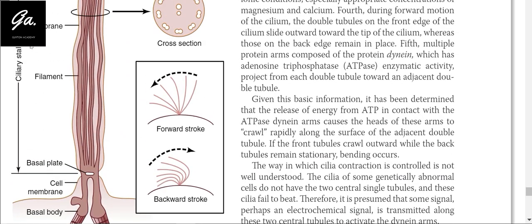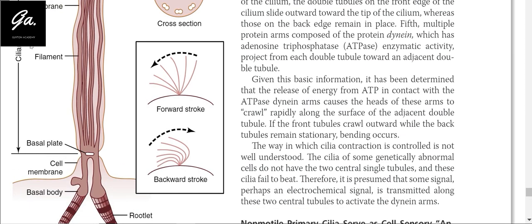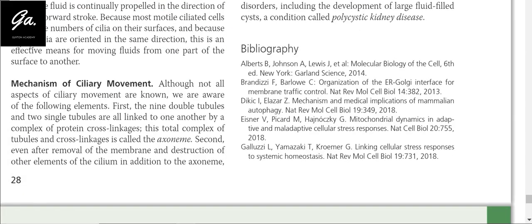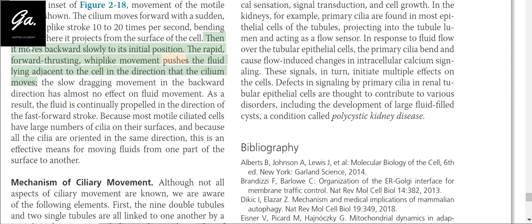The cilium moves forward with a sudden, rapid, whip-like stroke 10 to 20 times per second, bending sharply where it projects from the surface of the cell. Then it moves backward slowly to its initial position. The rapid, forward-thrusting, whip-like movement pushes the fluid lying adjacent to the cell in the direction that the cilium moves. The slow dragging movement in the backward direction has almost no effect on fluid movement. As a result, the fluid is continually propelled in the direction of the fast forward stroke.